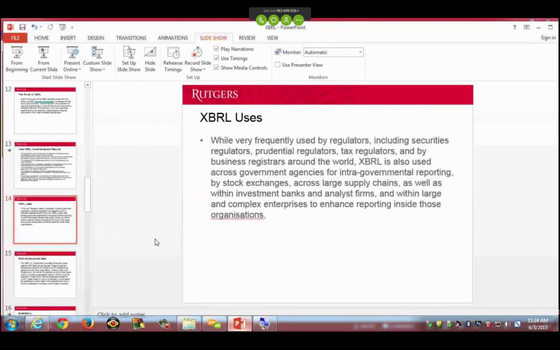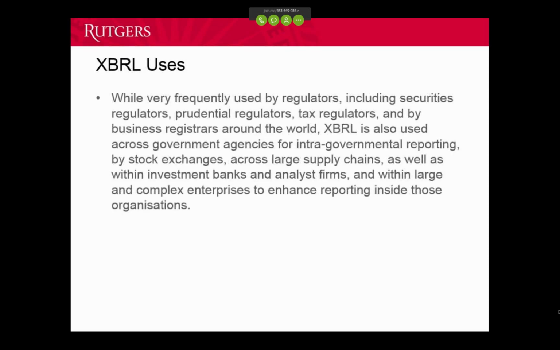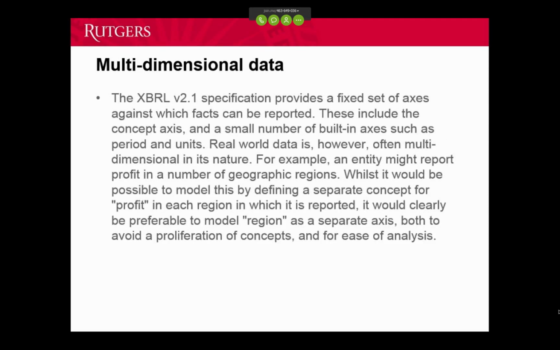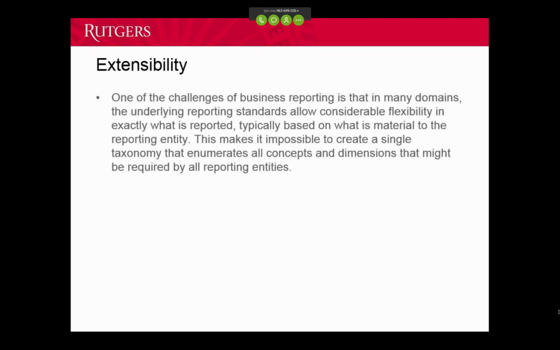So let's learn a little bit more about XBRL. This is just saying that XBRL can add regional information. So you don't have to put a new profit tag for every region that you work in. Instead, you can designate region in a separate axis in a separate way. Okay, so you'll see that here in a second.